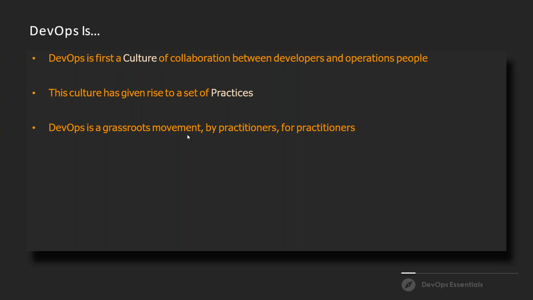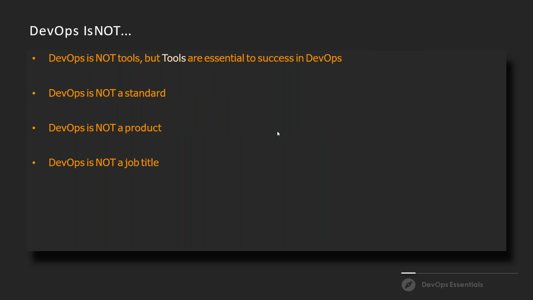DevOps is a grassroots movement by practitioners for practitioners. So that is where the evolution of DevOps started, guys. And what DevOps is not, basically, is, see, DevOps is not tools, like I said, but tools are essential to success in DevOps. So we use tools as a medium, an entity, for us to get successful in applying the DevOps strategies, guys.